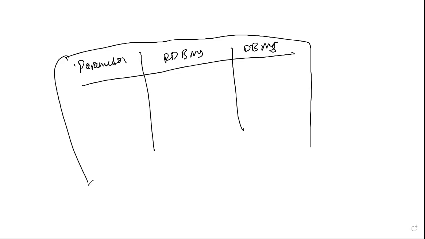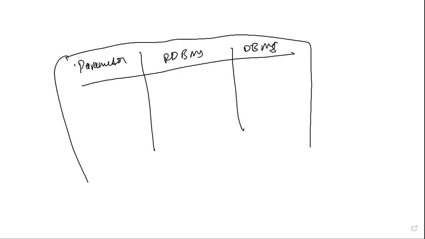Okay, did everybody draw the table? Everybody written the table? Okay, the first parameter is storage. The first parameter is storage, so shall I start?